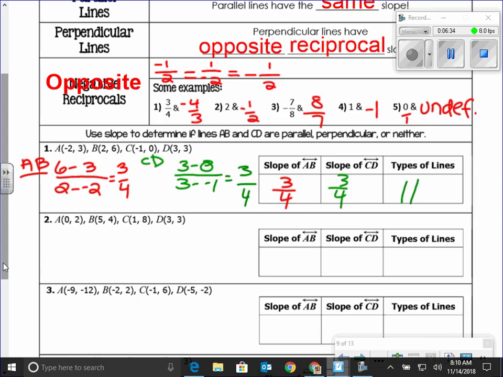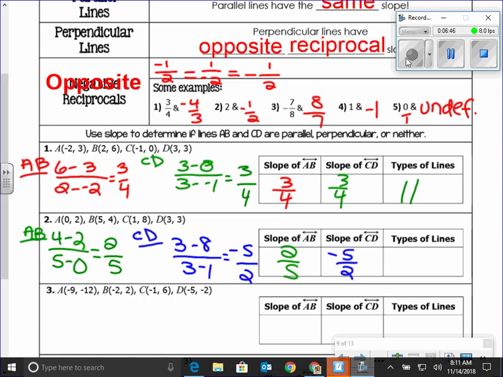Any questions so far? Okay, so you do number 2, find the slopes, and then we'll determine what we're dealing with. So if you look at this one, once I found the slope of AB and CD, because they're opposite reciprocals, we know that these lines are perpendicular. And so remember, that's the symbol for perpendicular. Okay.